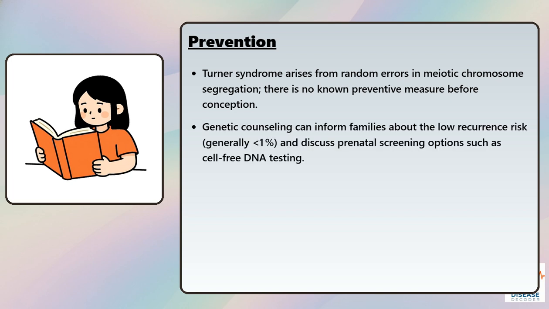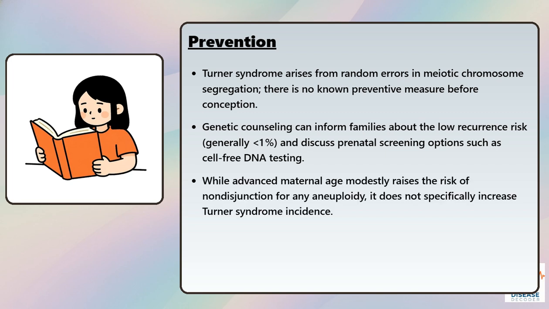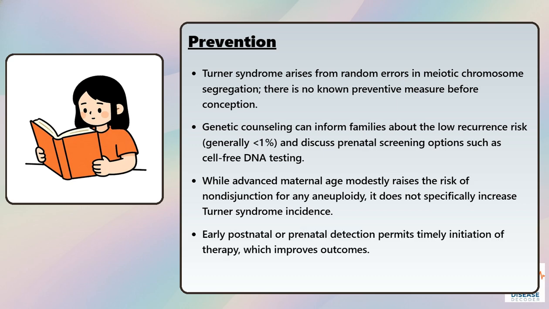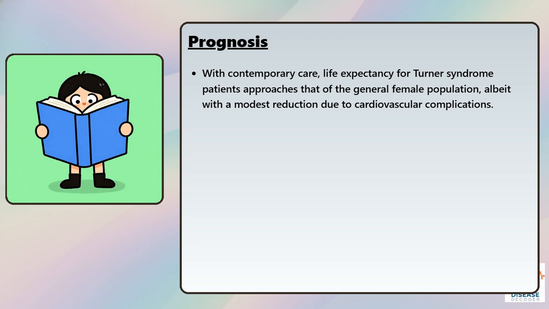Genetic counseling can inform families about the low recurrence risk and discuss prenatal screening options such as cell-free DNA testing. While advanced maternal age modestly raises the risk of nondisjunction for any aneuploidy, it does not specifically increase Turner syndrome incidence. Early postnatal or prenatal detection permits timely initiation of therapy, which improves outcomes. With contemporary care, life expectancy for Turner syndrome patients approaches that of the general female population, albeit with a modest reduction due to cardiovascular complications.